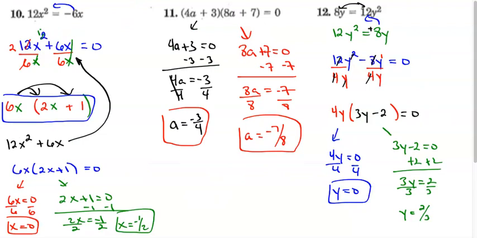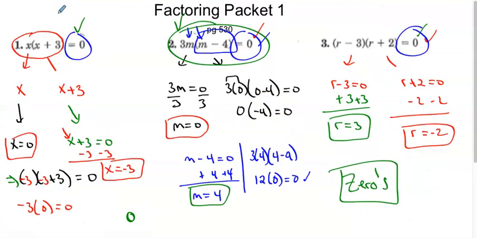Okay, and we will soon see how to get our polynomials into factored form. So these are already factored, finding the zeros. Next lesson, let's take the polynomial, factor it, and then find the zeros.